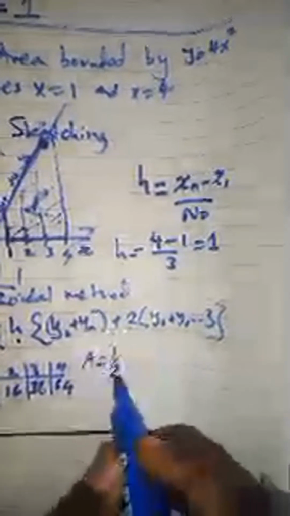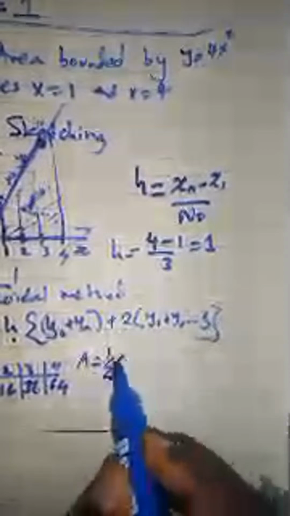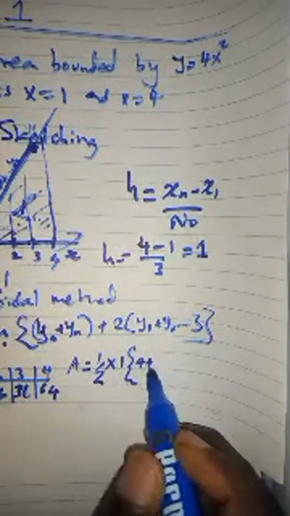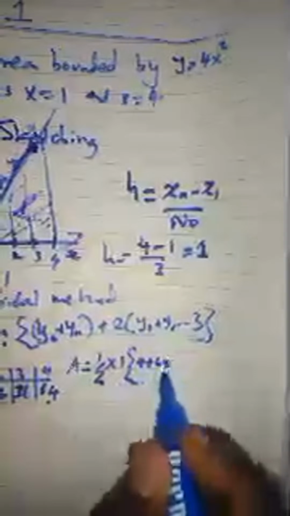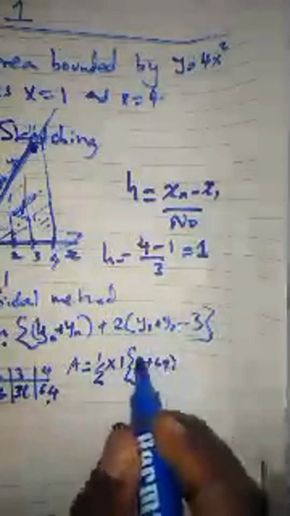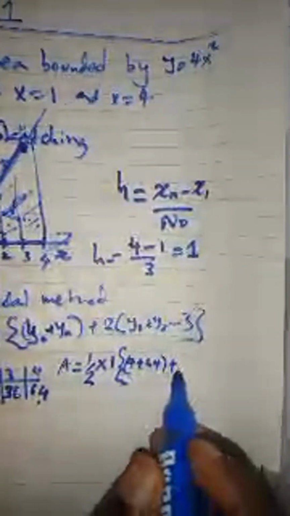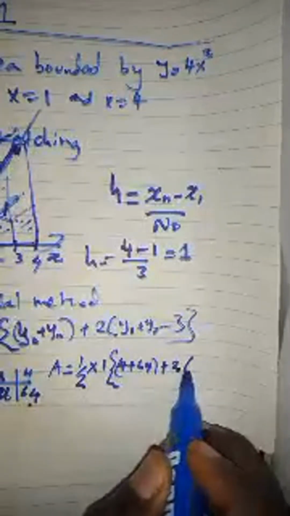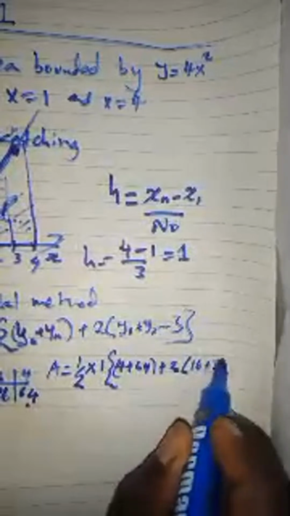So that means area now becomes a half times h, which was 1, multiplied by the final value of y, which was 4, that is 64. And then the remaining, multiply them by 2. So that is 2 times what is remaining: 16 plus 36.